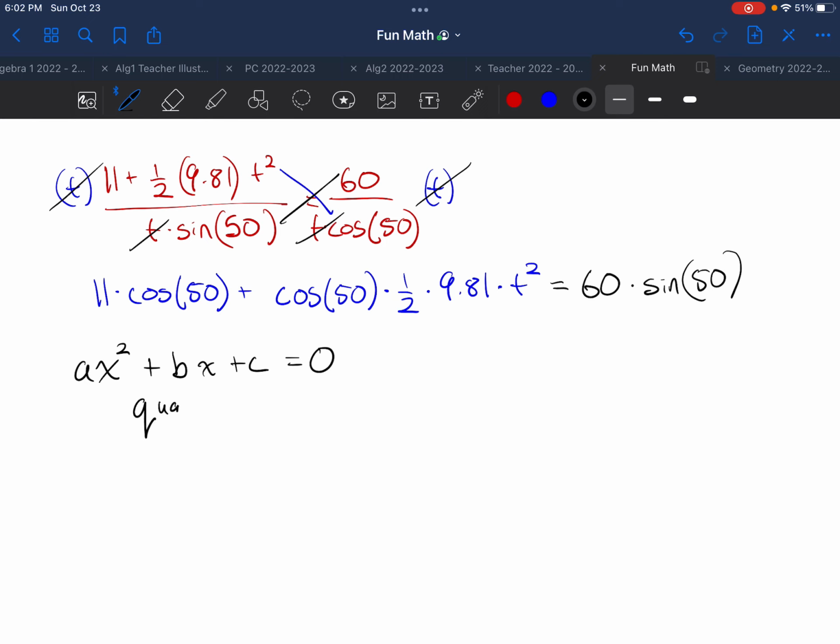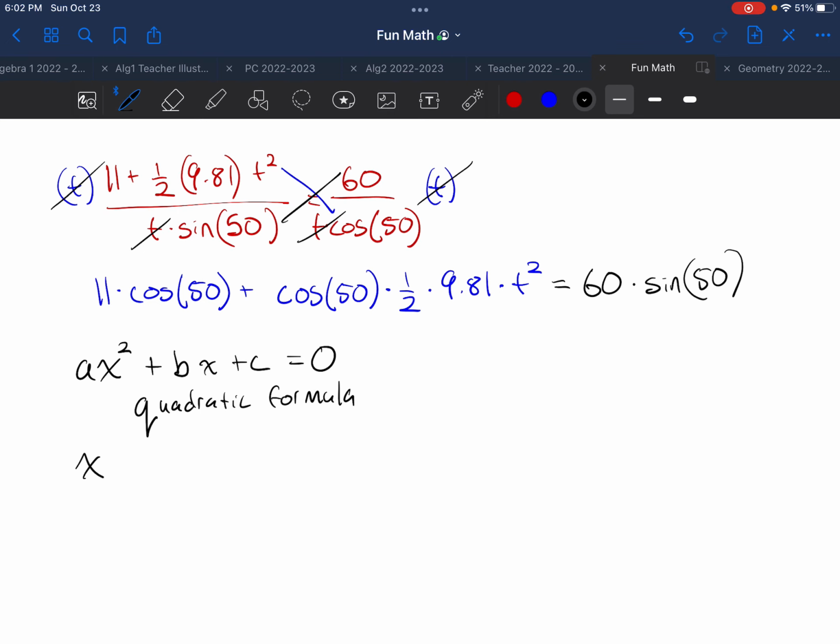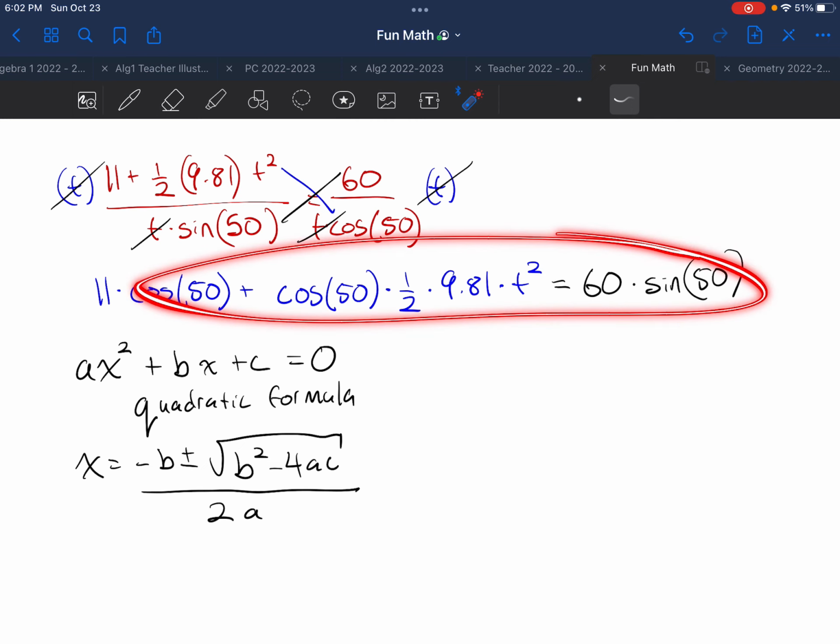I'll write it, quadratic formula, which basically says that you can solve for x, which in our case is going to be t, and that's going to be equal to, there's a song, right? I'll sing the song. X is equal to negative b plus or minus square root b squared minus 4ac all over 2a. And we just plug and chug. So my goal right now is to turn this into something that looks like that.